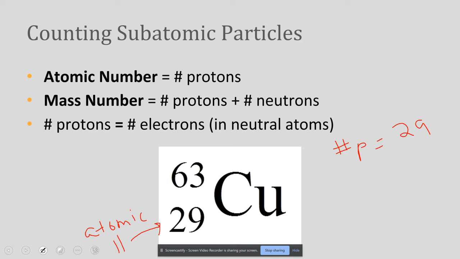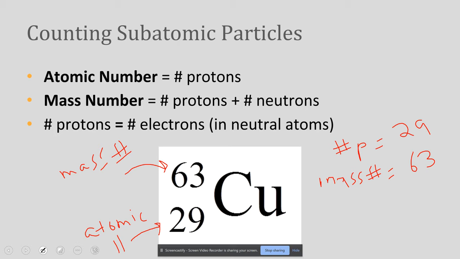Moving right down, mass number. The mass number is equal to the number of protons and neutrons. This top number right here, this is your mass number. So your top number, the bigger number, is your mass number. The bottom number is your atomic number, which is the number of protons. So my mass number, I'm going to write this here, mass number equals 63.